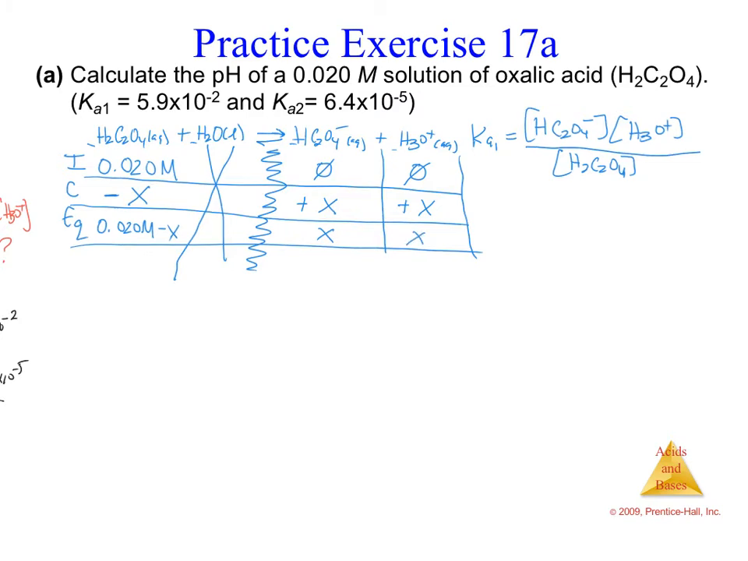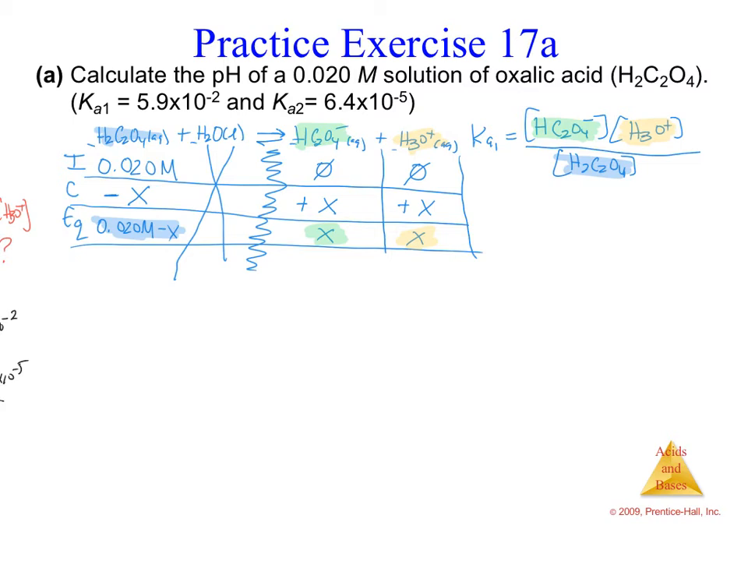Now we're at step 3, stop and think. How do I solve for X? Well, I'm given a Ka value. So I know that my Ka, right, products, which is X, hydronium, which is also X, divided by my reactant, which is 0.020 minus X.